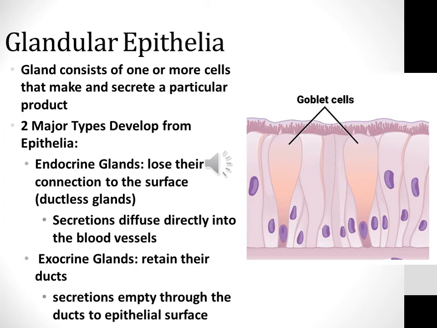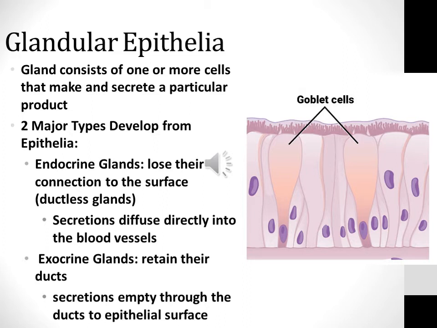So we have endocrine glands, which secrete hormones into blood or tissue fluid, right? They're ductless, and they diffuse directly into blood vessels. So this is the thyroid, the pituitary, some of those glands. Then we have our exocrine glands, and they have ducts, and they secrete out of cells to the body surface or to another cavity. So everything gets dumped through ducts to the epithelial surface.